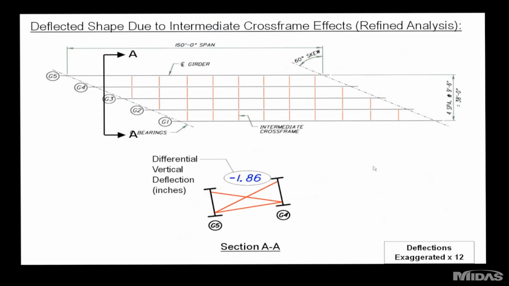So the next several slides are a walkthrough of how a skewed bridge deflects when you consider the effects of the intermediate cross frames. And note, we don't have any end cross frames in this structure yet. We're looking only at the intermediate cross frames. So starting off here with section A-A, you can see girder 4 is very close to its bearing point. Girder 5, we're out in the span, so girder 4 is staying up, small deflections. Girder 5 is deflecting, so we get a big differential there.